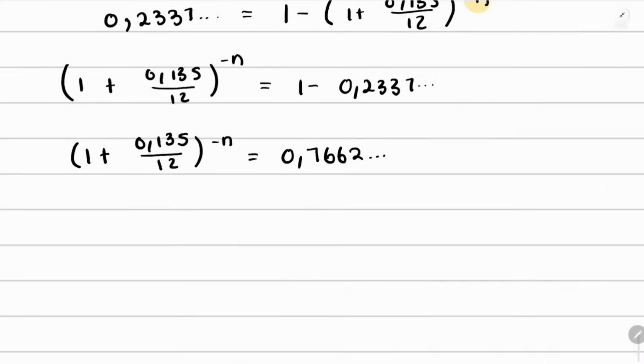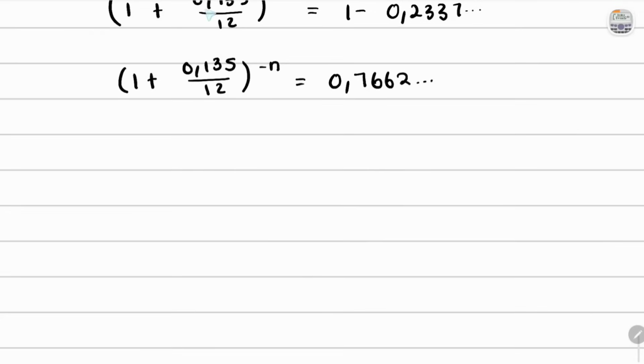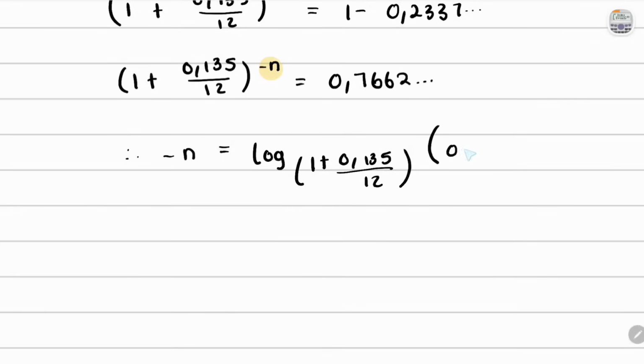Okay, now we can solve for n. So to solve for negative n specifically, we'll say negative n is the exponent, and we're going to use log to solve for this exponent. So we'll say log, and the base we have is this number, 1 plus 0.135 over 12, and then the answer that it was equal to was this.